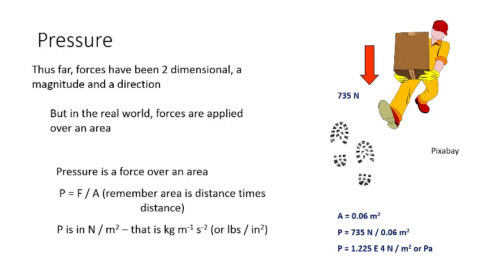Consider the figure on the right. A package delivery person is 735 newtons in terms of force applied to the surface of the planet. The force is actually applied over the footprint of the individual. Estimating the area, that's about 0.06 meters squared. That would make the pressure 735 newtons over 0.06 meters squared. Solving, that's 1.225 times 10 to the fourth newtons per meter squared. By the way, a newton per meter squared is a unit known as a Pascal. More on that later.